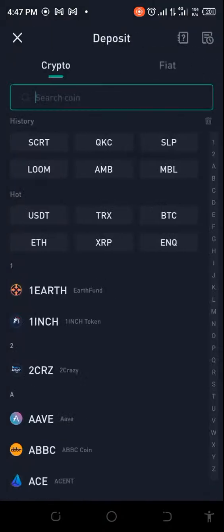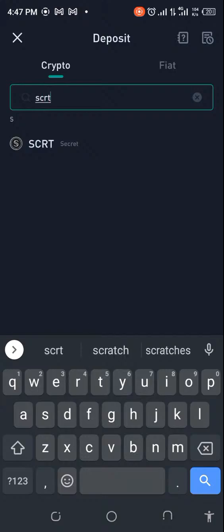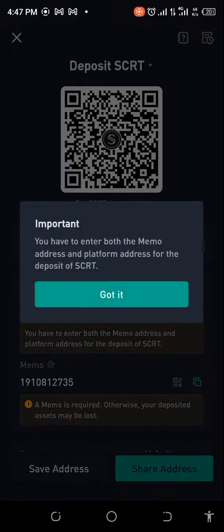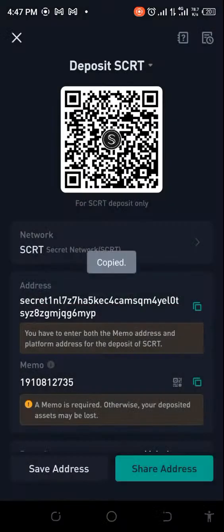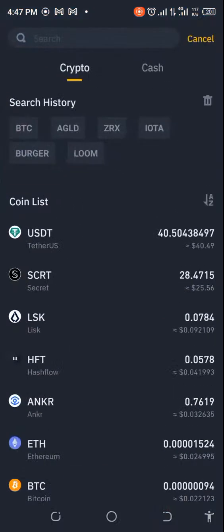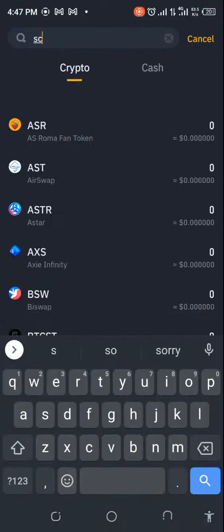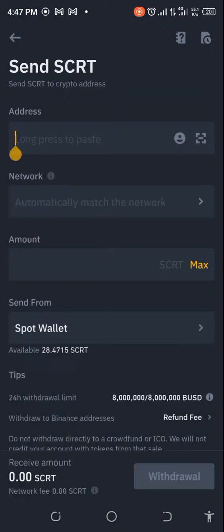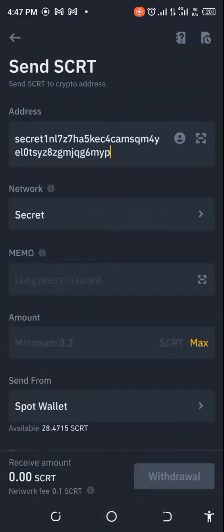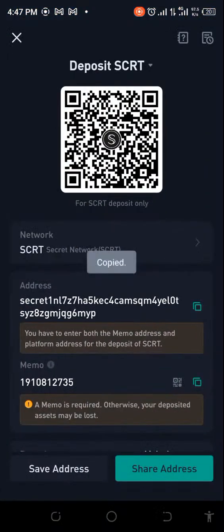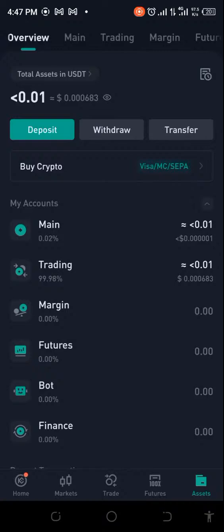Okay, and that will be SCRT, and then we pick it. It's the Secret Network, so we go ahead and pick that quickly. Yes, and we copy both the address and the tag. Okay, so let's put that there. So we are going to withdraw this. We are withdrawing SCRT. As you can see, the amount is there, so we just have to put in the address, and then we also need to put in the tag. Okay, let's check what the tag is telling us. So we need to go over here quickly.